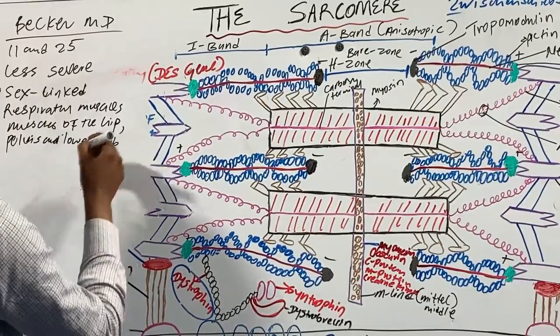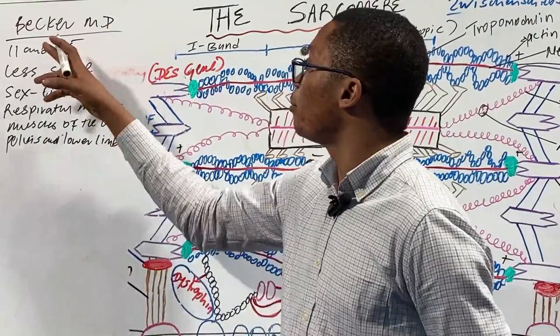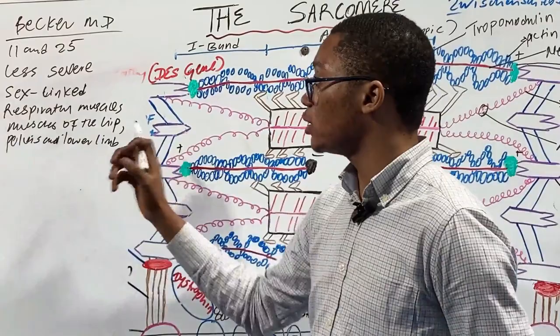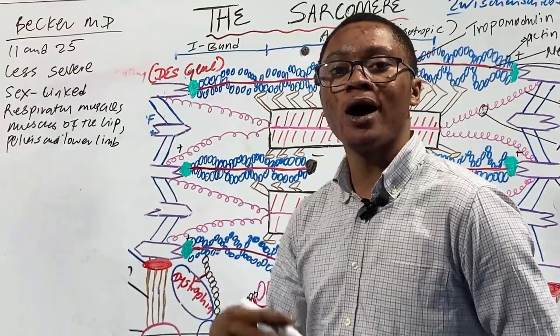So this is the presentation of Becker's muscular dystrophy. The onset of the disease is within the age of 11 and 25. It is less severe compared to Duchenne. It is also sex linked. It also affects respiratory muscles, and muscles of the hip, the pelvis, and the lower limb. So this is Becker's muscular dystrophy.